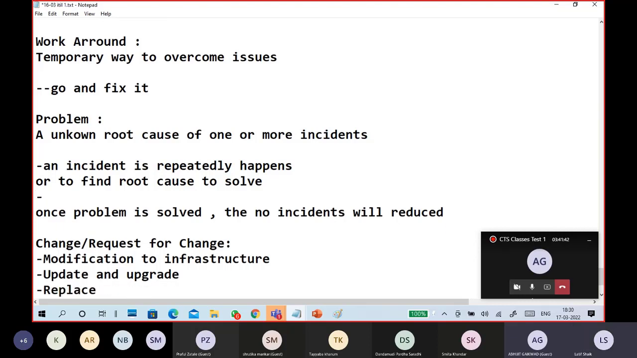You have to consider the incident as a problem.